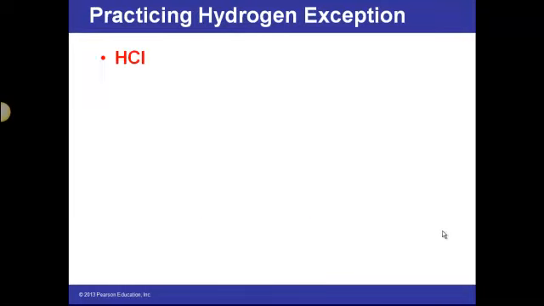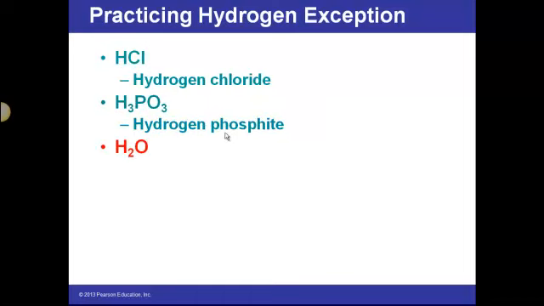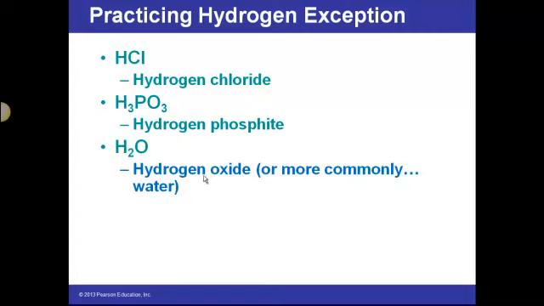So practice our hydrogen exception. So we would call this hydrogen chloride. It's also known as hydrochloric acid because this is an acidic proton as well. How about this one? Hydrogen phosphide. How about water? It's hydrogen oxide, or more commonly, water.